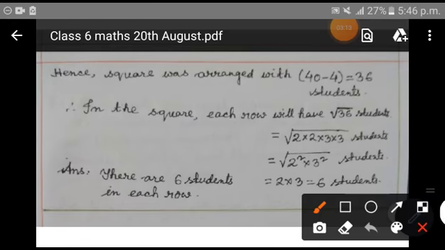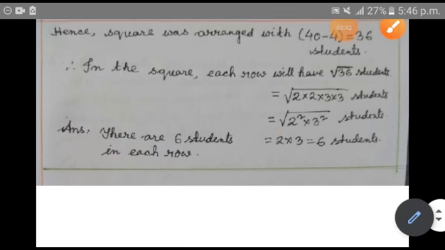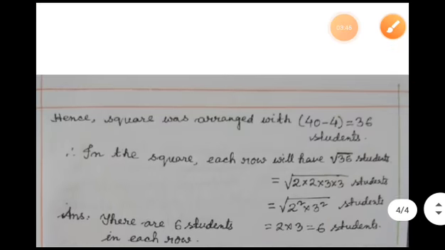Now, root over 36 is root over 2 into 2 into 3 into 3. From this pair of 2, you are going to take out a single 2, and from this pair of 3, you are going to take out a single 3. So, the square root value is 2 into 3, that is 6 students. So, there are 6 students in each row. This is what you are getting as the answer. The question was how many students were there in each row. So, this is the answer: 6 students were there in each row.